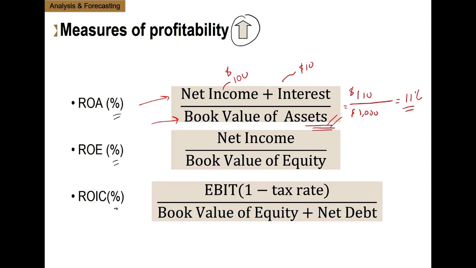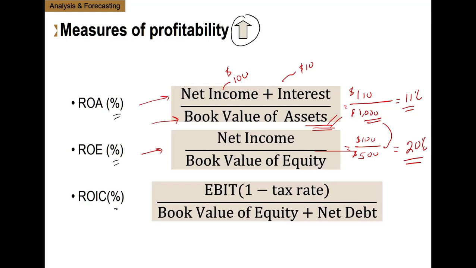ROE is much more specific, return on equity. It attempts to measure how well we are working on behalf of not all providers of funds, but only our equity holders, the owners of the company. So let's suppose again that we have the same net income of $100. And suppose that equity holders have provided, say, half of the total capital that we use to purchase those assets. So half of that comes from equity holders, which is $500. So the return on equity in this case would be 20%.